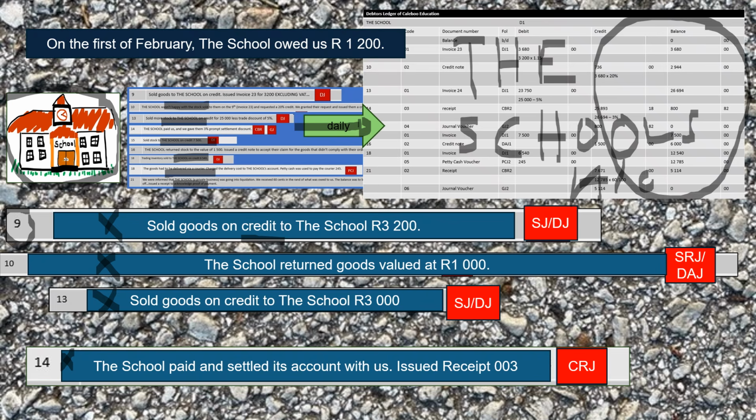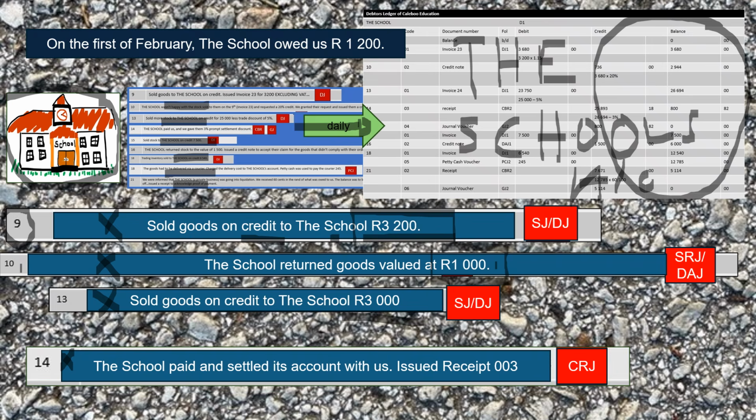So on the 9th, I've made these up. Caliboo sold to the school 3,200. On the 10th, of that 3,200, 1,000 of the stock was returned. Maybe there was faulty stock, maybe it was the wrong order, but 1,000 was returned. So after this first transaction, the school owed us 3,200, but then 1,000 was returned. So now it will be 2,200. 3,200 minus 1,000 is 2,200.